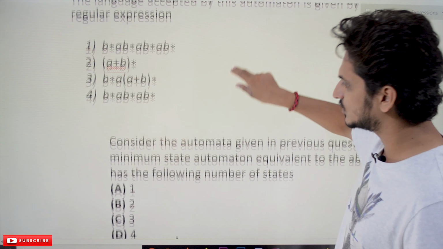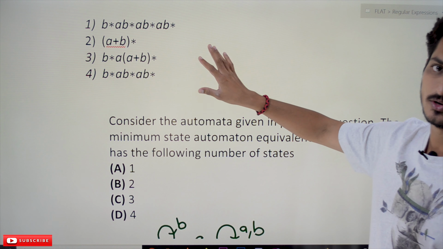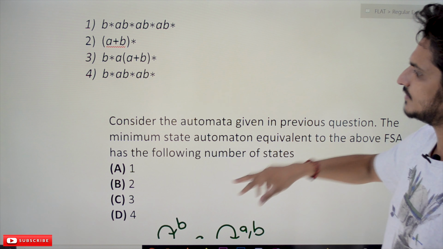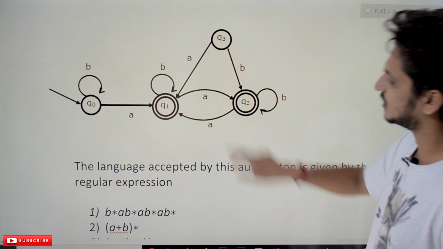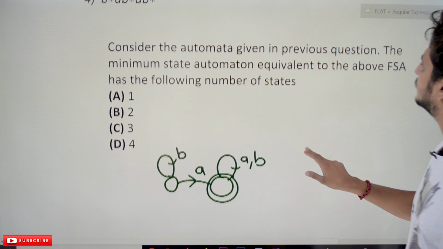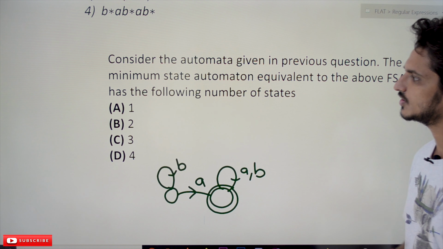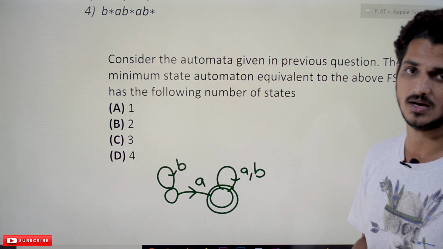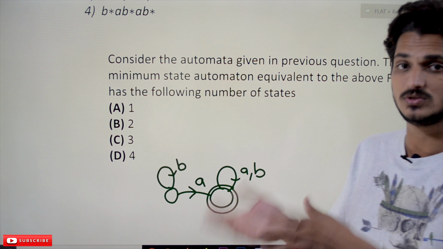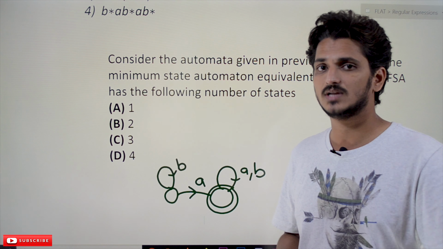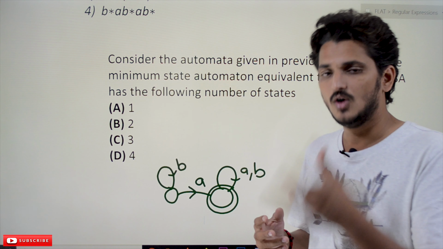The next question is for the same diagram. They will give two questions for the same diagram. Consider the automata given in the previous question. This is the finite automata we have to consider. The minimum state automata equivalent to the above finite state automata has the following number of states. We have to identify the minimum DFA. You can do the procedure which we discussed in our previous classes, but it is not possible in the GATE exam. We have to solve it in 1 or 2 minutes.